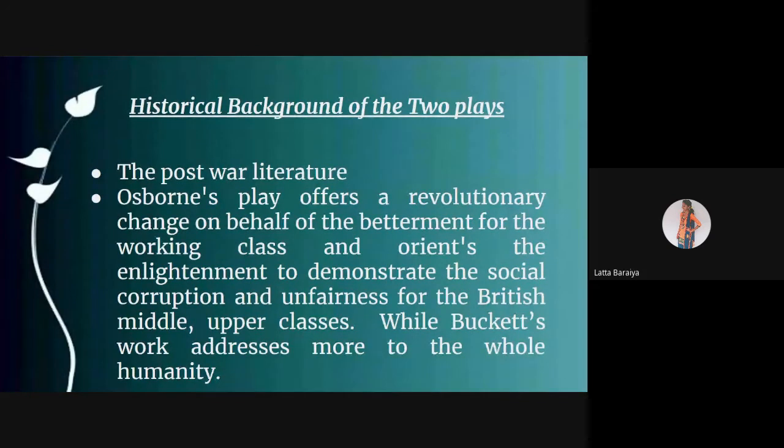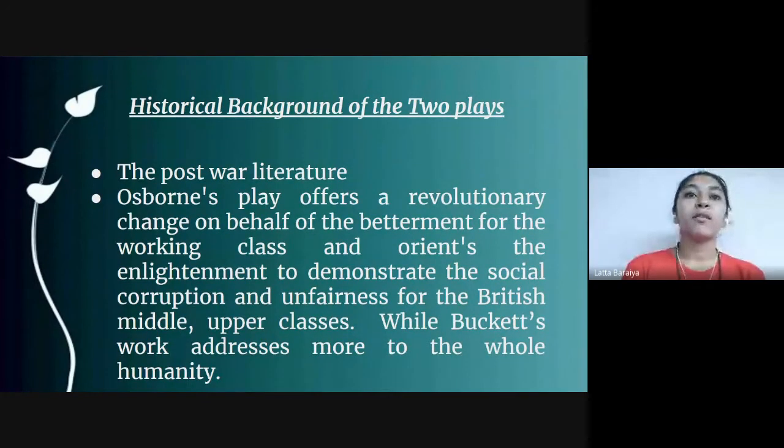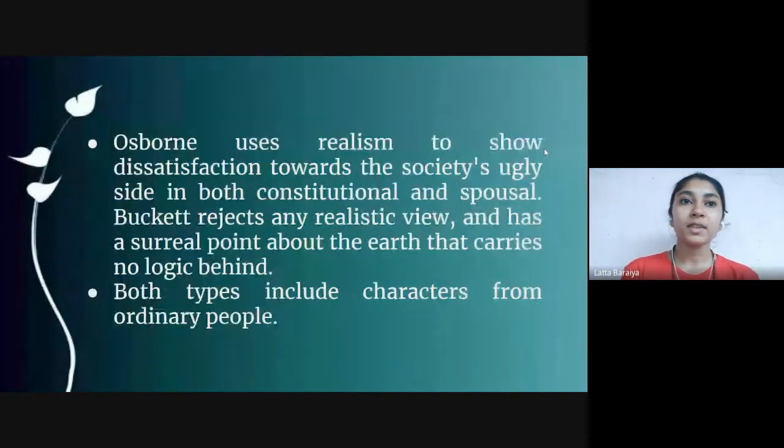Both works were produced during the post-war period. Osborne's play offered a revolutionary change on behalf of the betterment of the working class, and oriented the Enlightenment to demonstrate the social corruption and unfairness of the British middle and upper classes, while Beckett's work addresses more the world and humanity. Next slide.